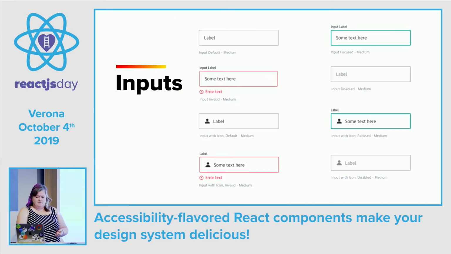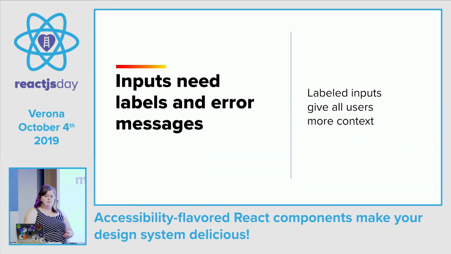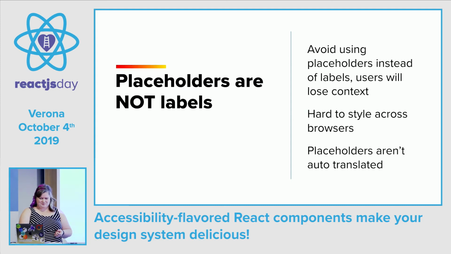Moving on to inputs. Inputs need labels and error messages, because labeled inputs give users more context. If you don't have a label, the user will not know what this input means, what it's for. Placeholders are not labels. So avoid using them instead of labels, because someone's going to click into that input and they're going to type, and they're like, what was this for? Hit backspace. Type again. Use the label and make screen readers happy too.